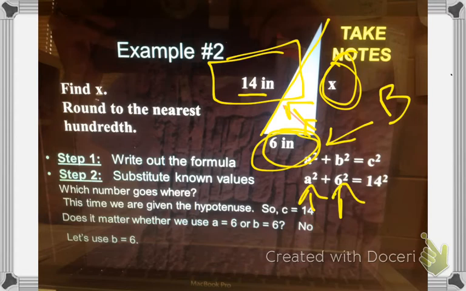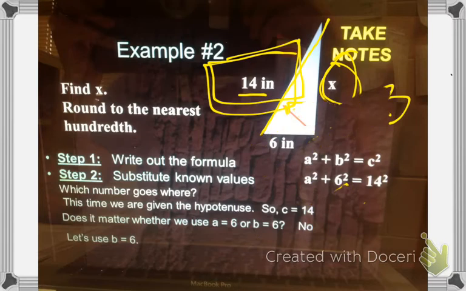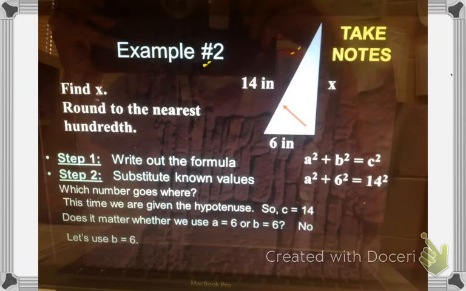So this time we were given the hypotenuse, and we were given a leg, or one of the other sides. Does it matter whether we use A equals 6 or B equals 6? No. Remember, it doesn't matter if we use A or B. What we did is we used B. Again, make sure you have all these notes. This is example 2, how to find it given the hypotenuse and a side. That makes it different from those first 2 examples. So let's look and see what we get for an answer on the next slide.